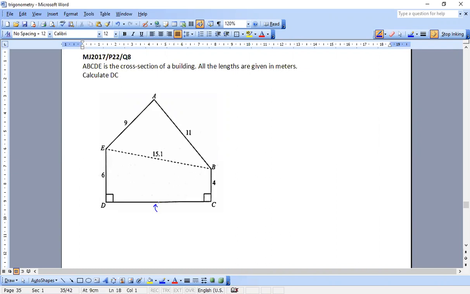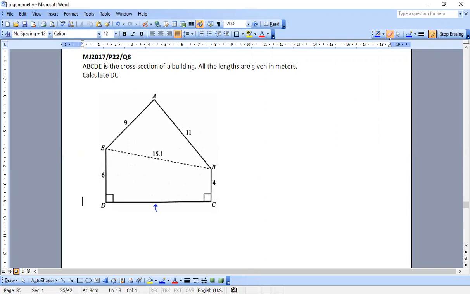If we look at the entire shape, it is definitely not a regular shape. It's an irregular pentagon. And if I consider the lower part of the diagram, that is BCDE, that is a trapezium. I can maybe calculate the length of CD using the area of trapezium formula only if I knew the area of the trapezium, which is definitely not there. So what am I going to do?